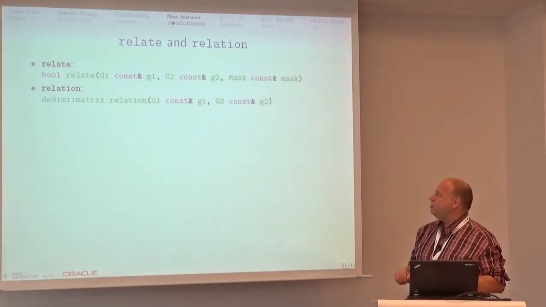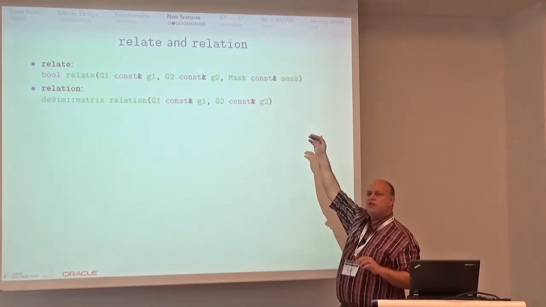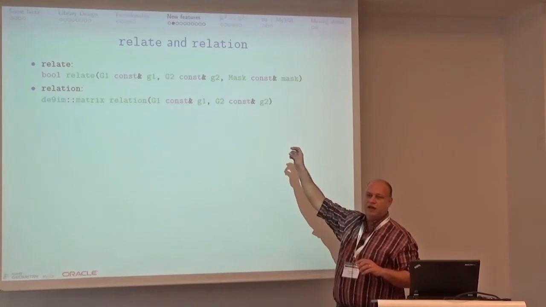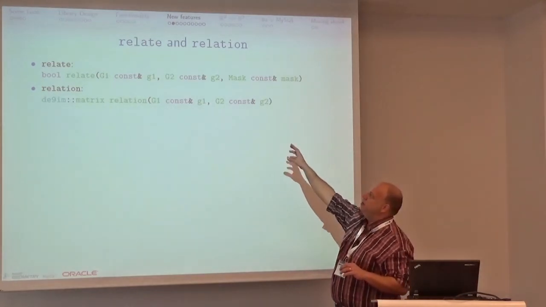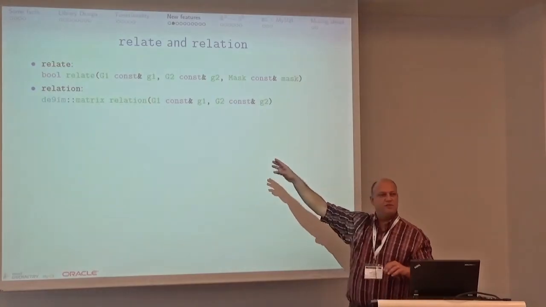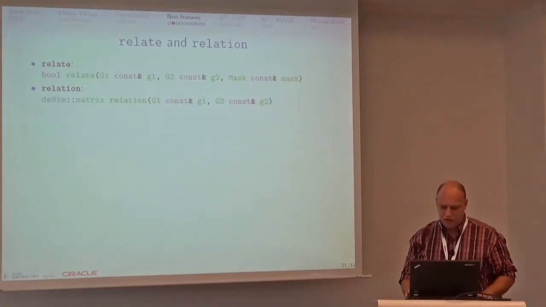We also have a variation of this algorithm, which is called relation, which basically takes geometry G1 and G2. So the first one, you can think of it as a verification kind of algorithm. The second one is actually a construction algorithm in some sense. It takes one geometry G1 and another geometry G2, and it gives you back a representation of this DE-9IM matrix. So how would you use that?